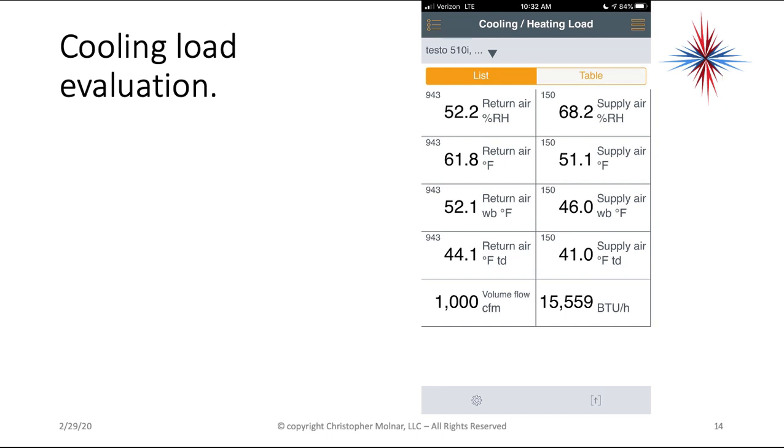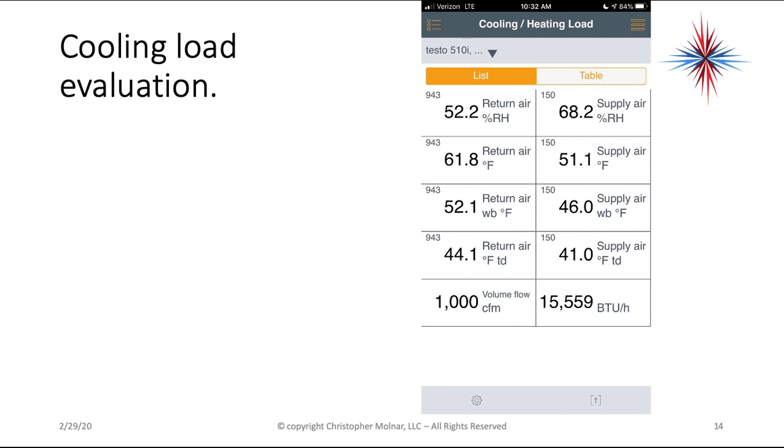So, some of our tools, this happens to be the Testo Smart Probe tools, allow us to do a good cooling load evaluation. You'll notice we not only have return air temp dry bulb, we have return air temp wet bulb, supply air temp dry bulb, and supply air temp wet bulb. We also have the relative humidities of supply and return. And then we have our volume flow. This comes from the size of the system, and this calculates out to see how much cooling is actually being produced by the system.